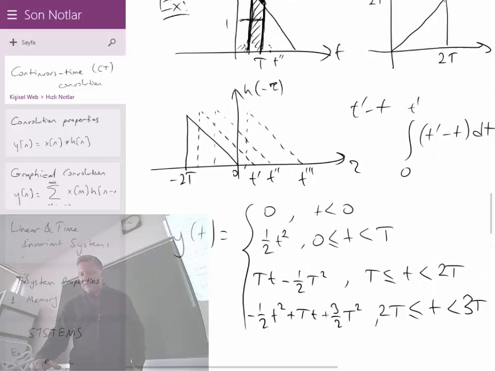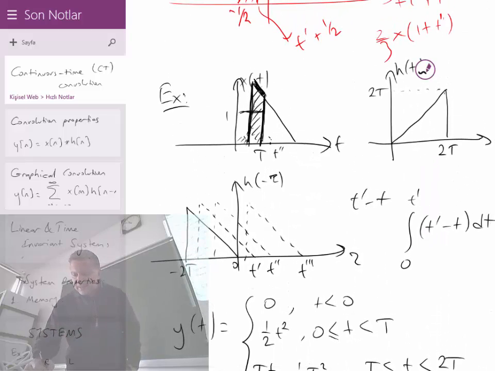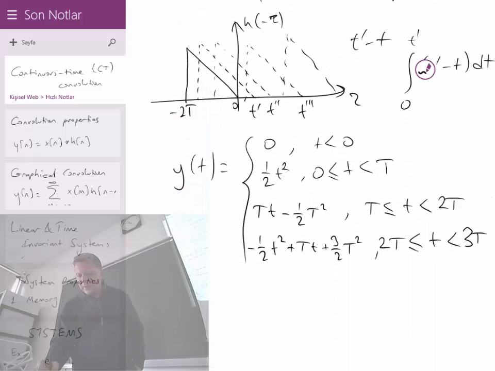Because if t is greater than 3 capital T, then it will be something like this, further to the right, and there will be no overlap. So I say it's equal to 0 again when t is greater than or equal to 3 capital T. 5 pieces of the graph.